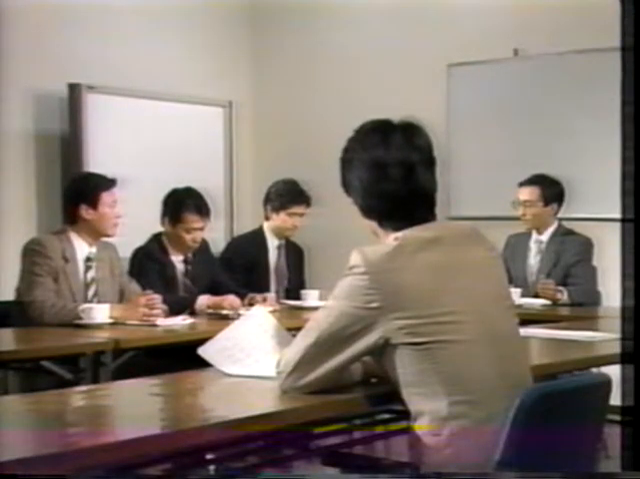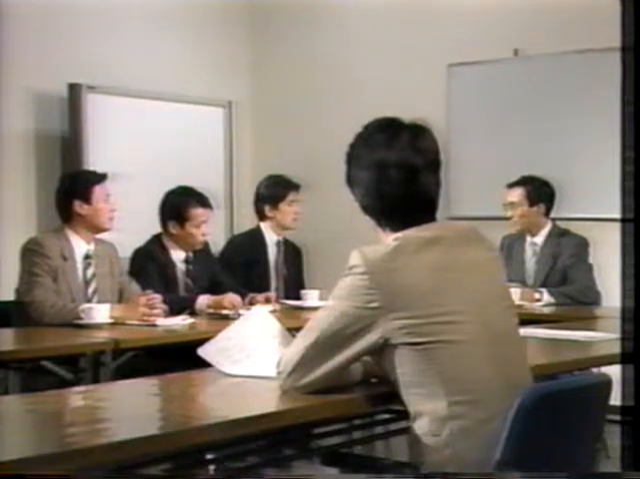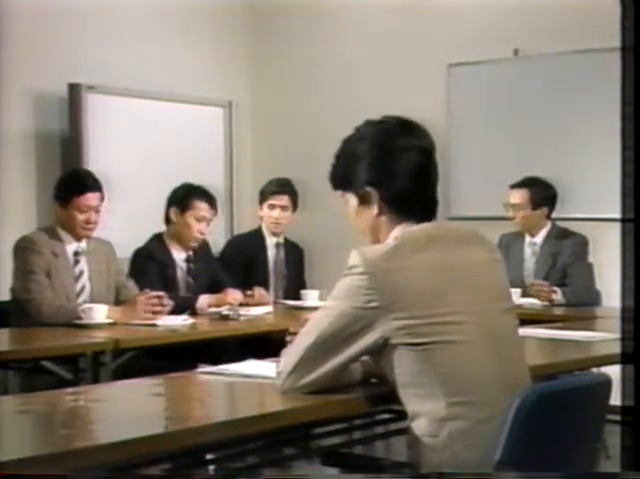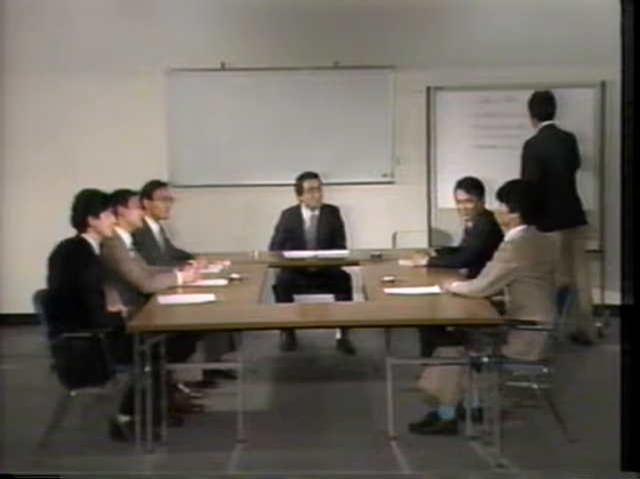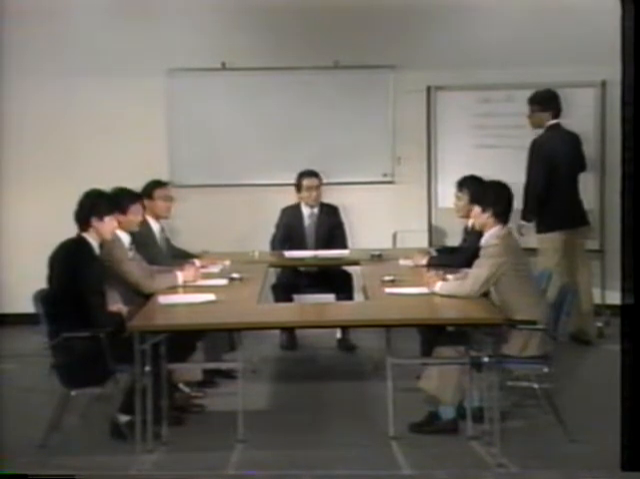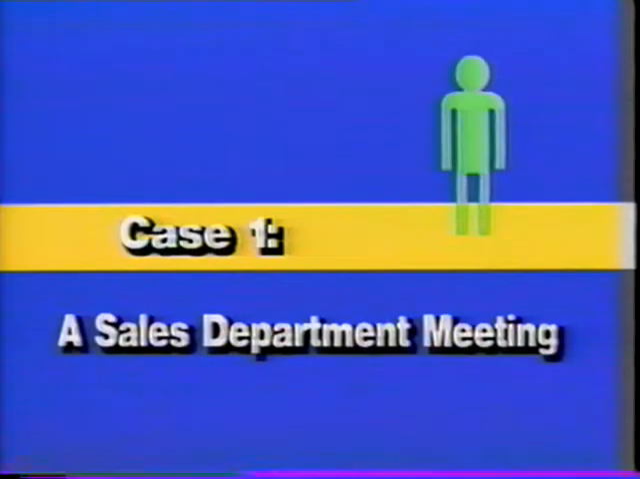In this final section, we're going to show some different types of managers chairing meetings in various imaginary departments and point out what they do well or what they do badly. You might like to think carefully about the atmosphere of these meetings and see if you recognize yourself or your own methods, or perhaps those of people you work with in these scenes. Case 1. A sales department meeting.